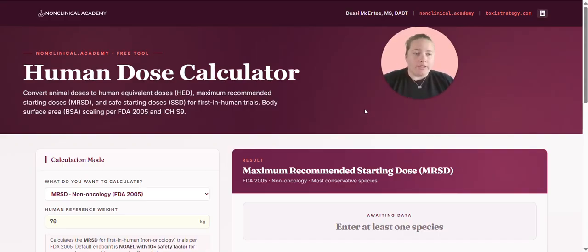that I'll have linked in the description that you can go to and use your doses from your tox studies, multiple species, multiple dose levels, multiple body weights, including a human body weight, and use that to calculate your human dose. And you can do multiple species at a time and come up with your MRSD based on which species is the most sensitive. So let's take a look at this tool, right?